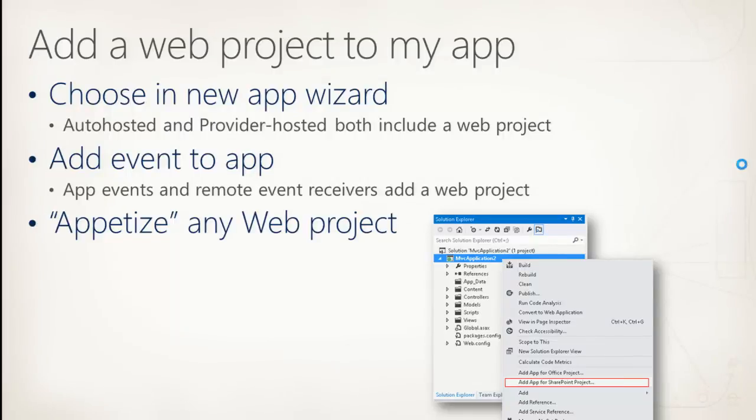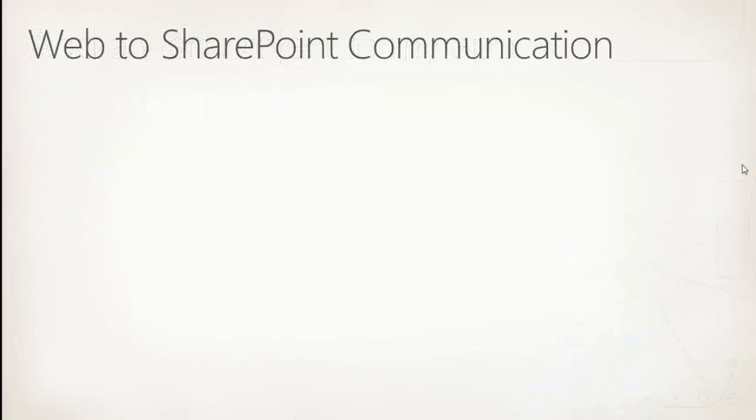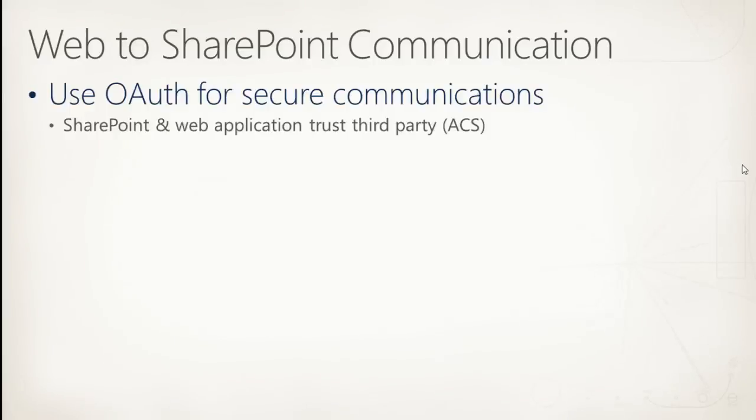I'll show you a couple of those. Now you might be thinking, okay, I have a web application and I have a SharePoint app, and they're going to need to communicate. Your web app is probably going to want to use some services over in SharePoint, maybe the user profile or the social service, or maybe some list data or document libraries. So the way you're going to do that is you're going to use OAuth.